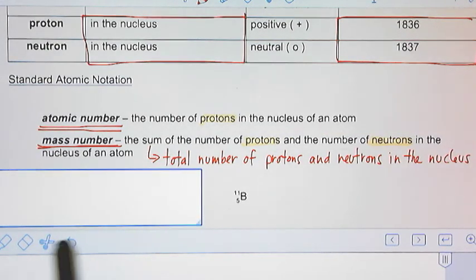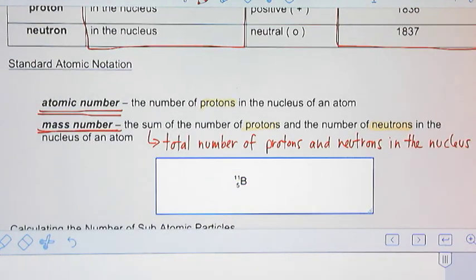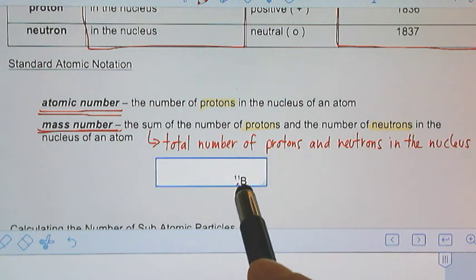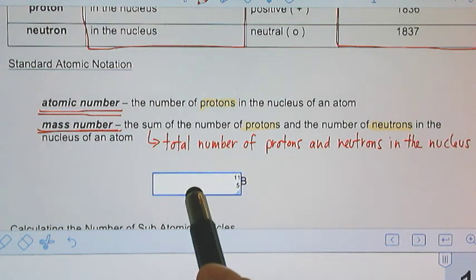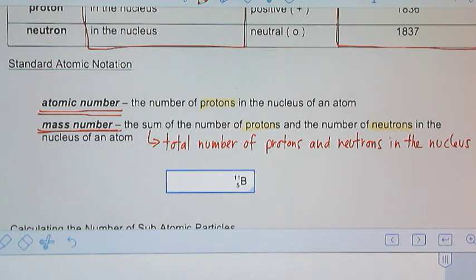So here I have the chemical symbol for boron. There are two numbers here, number 5 and number 11. One of them is the atomic number, and one of them is the atomic mass, or mass number. How do I know which one is which? Well, there are two clues.